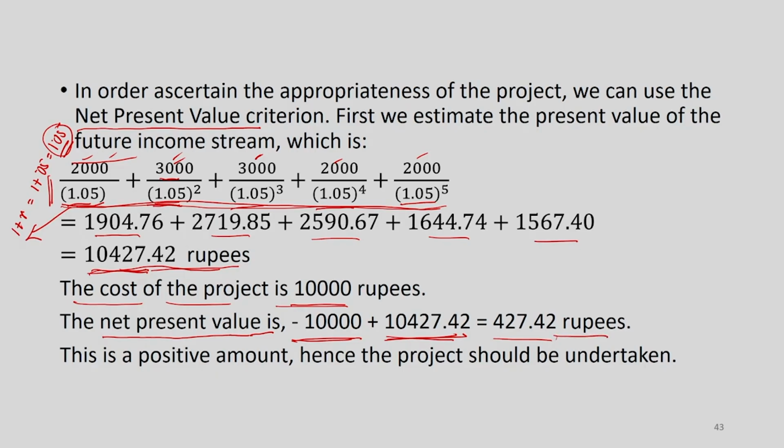So, it is coming out to be a positive amount. The net present value is a positive amount. Hence, the project should be undertaken. So, that is the idea of net present value. Take the present value of the cost, take the present value of the incomes, and look at the difference. If the difference is positive, then the investment is profitable. Therefore, it should be undertaken. Okay, so in this case, we have found out the answer.